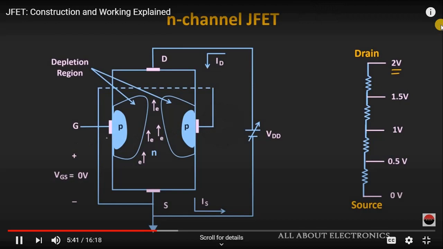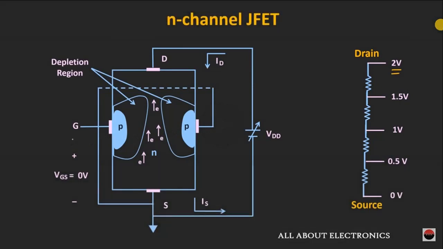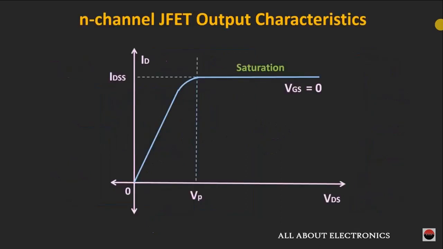And for practical cases, we can consider that the current Ig through this gate terminal is equal to 0. So due to these reverse biased PN junctions, the input impedance of this JFET is very high. So now, as we increase this voltage VDS from 0 to a few volts, then the current which is flowing through the channel will increase. And if we plot this current ID versus VDS, then initially it will almost look like a straight line.